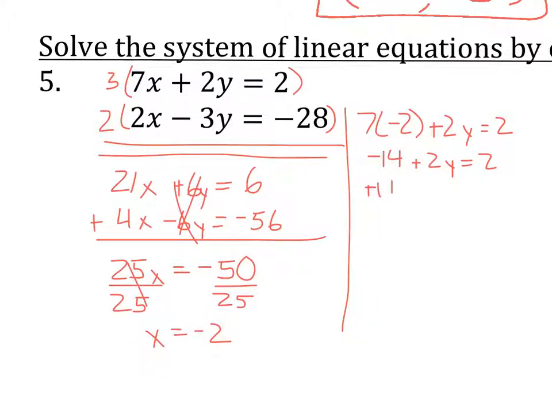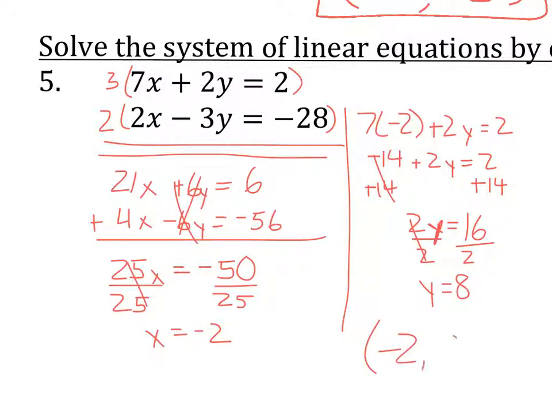So I add it. So 2y, it's not a very good y. There you go. 2y equals 16. Divide by 2, and y equals 8. So my ordered pair is negative 2, comma 8.